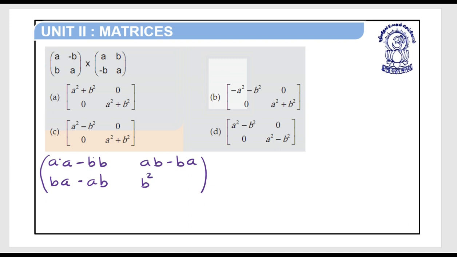B square plus A square. AB minus AB, AB minus AB. A square minus B square, 0, 0, A square plus B square. So answer is C.